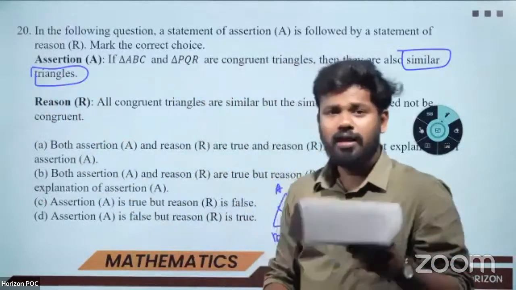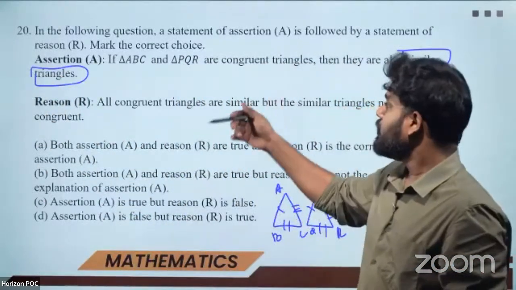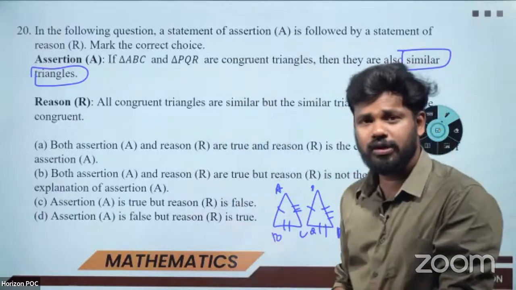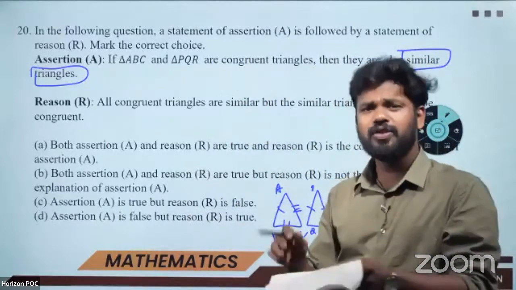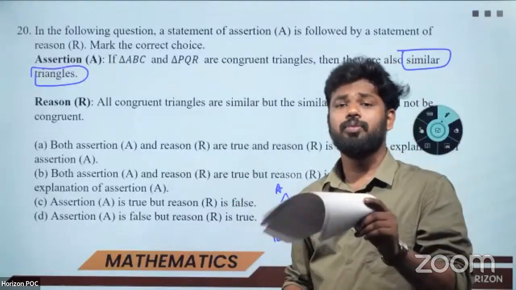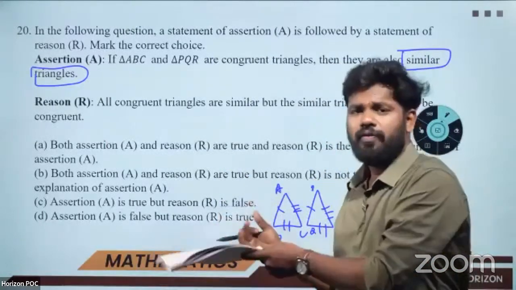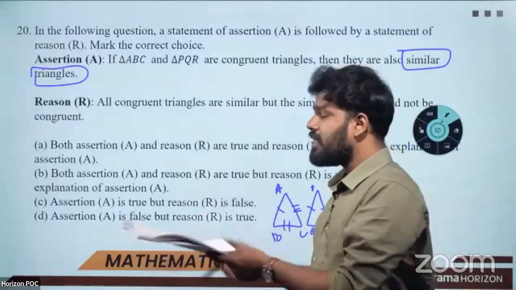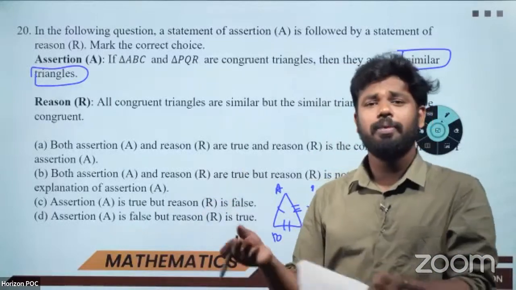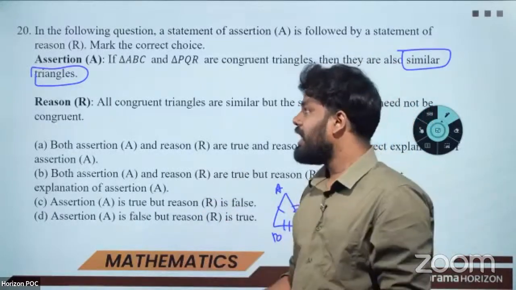Got it? So the assertion says that when you have two triangles which are congruent, they are also similar. That is exactly true. Because for similarity, we just need the sides to be proportional or the angles to be equal. That is exactly the same in the case of two congruent triangles, because their sides and angles will be in the same ratio or they will be equal.